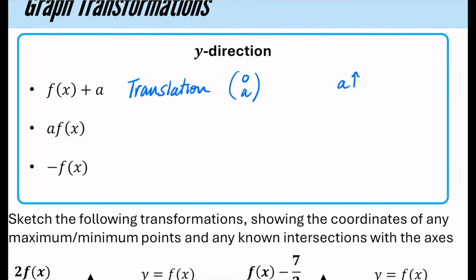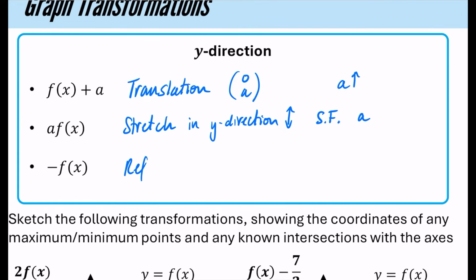Now, if we have the a in front of it, we can either call it a stretch or an enlargement. I'm going to say it's a stretch in the y direction. I'm just going to do an arrow to show what I mean by this, going up and down. And the scale factor is a factor of a. So it means it's going to be multiplying in the up and down direction by a scale factor of a.